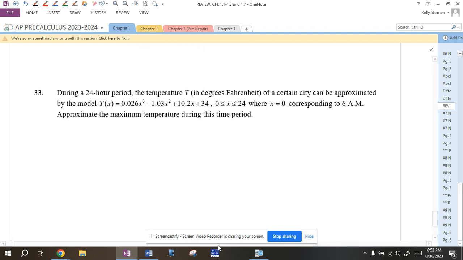Okay, last question. This is like what we had in our AP question or in our notes packet. During a 24-hour period, the temperature in degrees Fahrenheit of a certain city can be approximated by this model, T of X. On the domain 0 to 24, where X equals 0 corresponds to 6 a.m. Approximate the maximum temperature during this time period. When it says maximum, it's talking about absolute maximum, which will probably equate to a relative maximum. We'll just have to see.